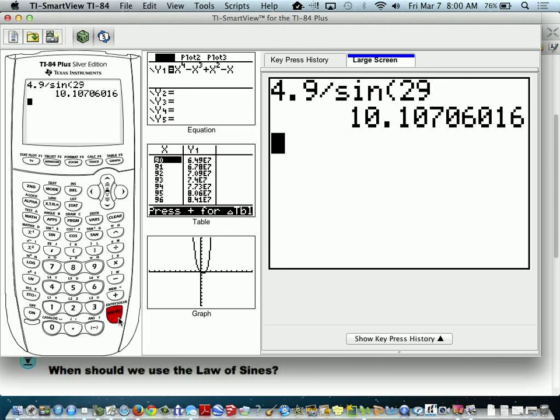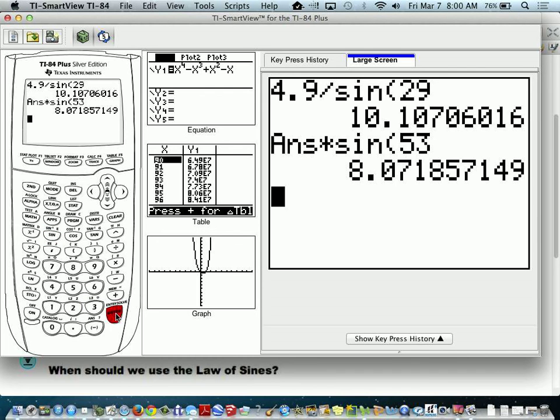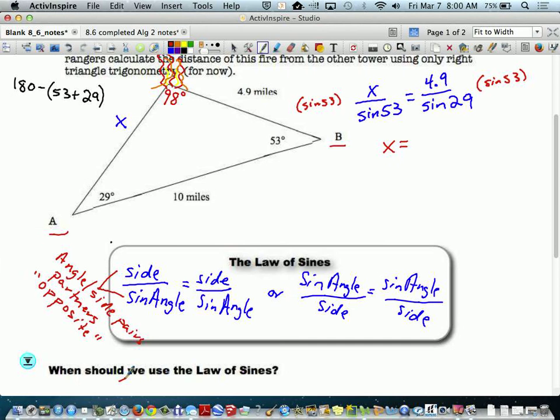That's the fraction over there, and then now we're multiplying by, what was it, the sine of 53? Thank you, sine of 53. And we get approximately 8.07. So about 8.07 miles.